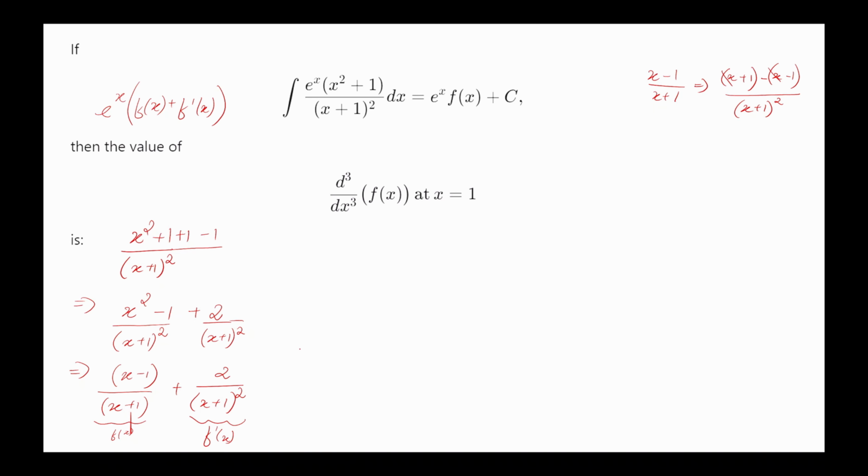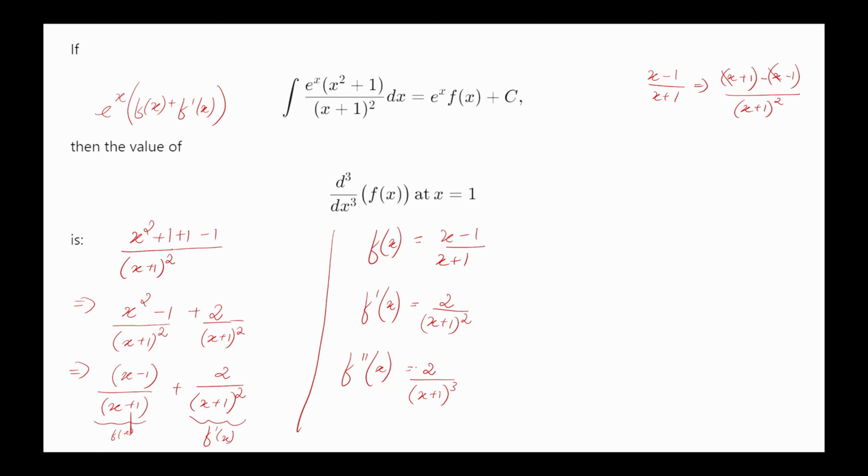So now that I've gotten my f of x and f dash x, that means I can directly write down this integration as e to the power x f of x. So what does my f of x become from this equation? X minus 1 upon x plus 1. So this is my f of x. Now what has been asked to us in the question? We need to find out the triple differentiation, or the triple derivative, of f of x. So let's differentiate it one by one. So first we'll have f dash x, which would be 2 by x plus 1 whole square. Then what would be our second differentiation? It would be 2 upon x plus 1 cube, and we would have a minus 3 multiplied as well.